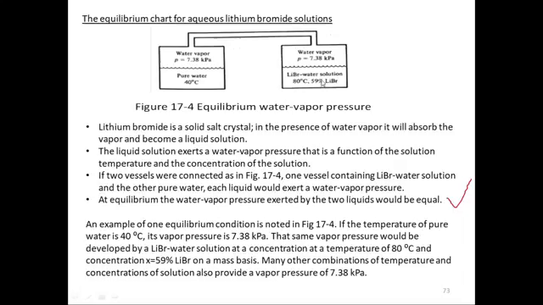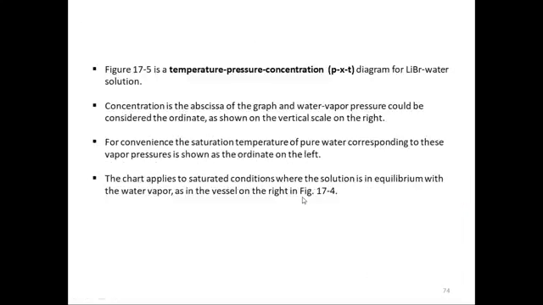When you look at the graph, you will understand that I can have the same vapor pressure for different solution temperature and concentration. An example of one equilibrium condition is noted in this figure. So this is one of the example. So let's look at the chart and find out this 80 degree, 59% and 7.38 vapor pressure.